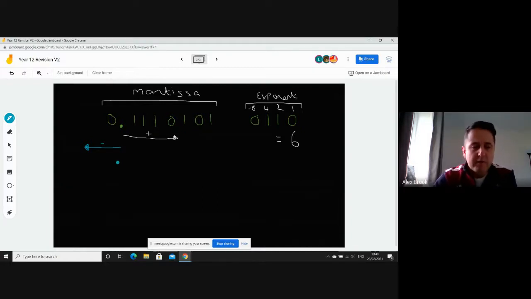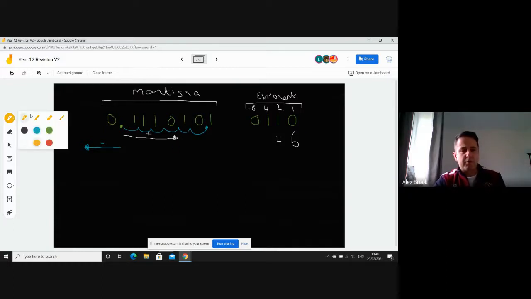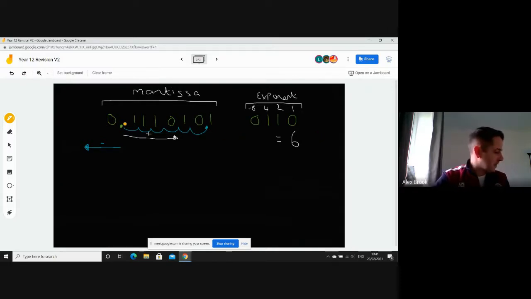Okay, so if I was to draw it out, it's going to move 1, 2, 3, 4, 5, 6. So it's going to move to there. If you did this in an exam, you would get the following marks. You would get that mark there to show that it's moved, and that mark there to show that it's representing the 6, the exponent.